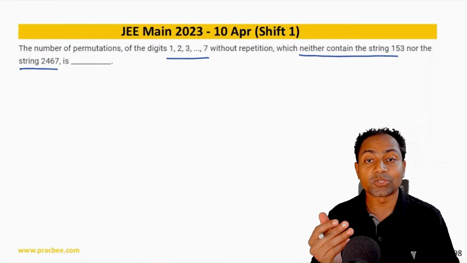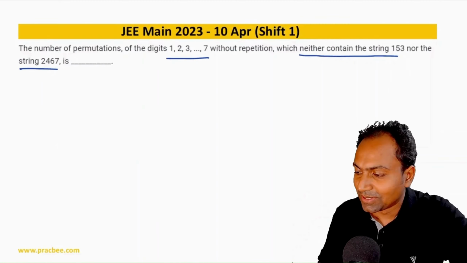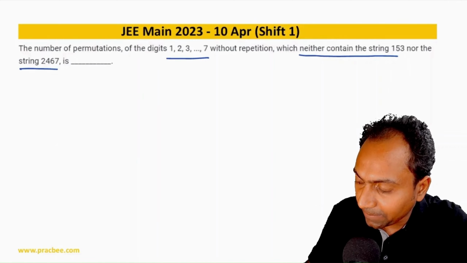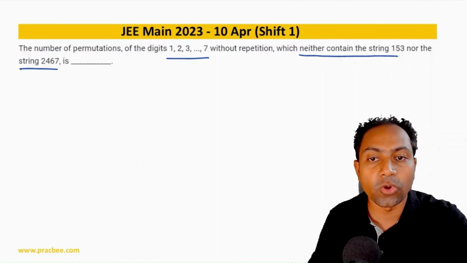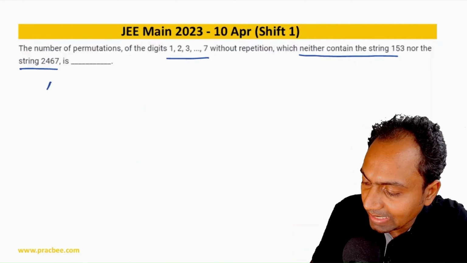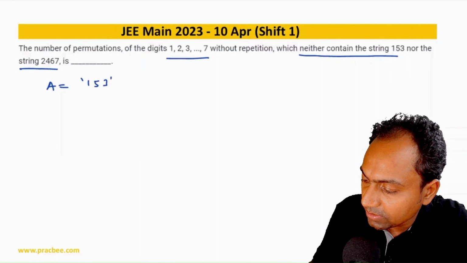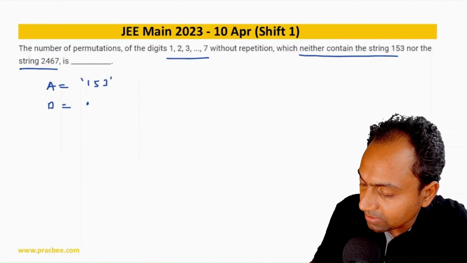Now such kind of questions were earlier asked in terms of words. Now they have asked the same question in terms of numbers. So this is an application of set theory in PNC. We call this the principle of inclusion exclusion. So if I take my first case A as the string of 1 5 3 occurring, and if I take my case B as when the string of 2 4 6 7 occurs.